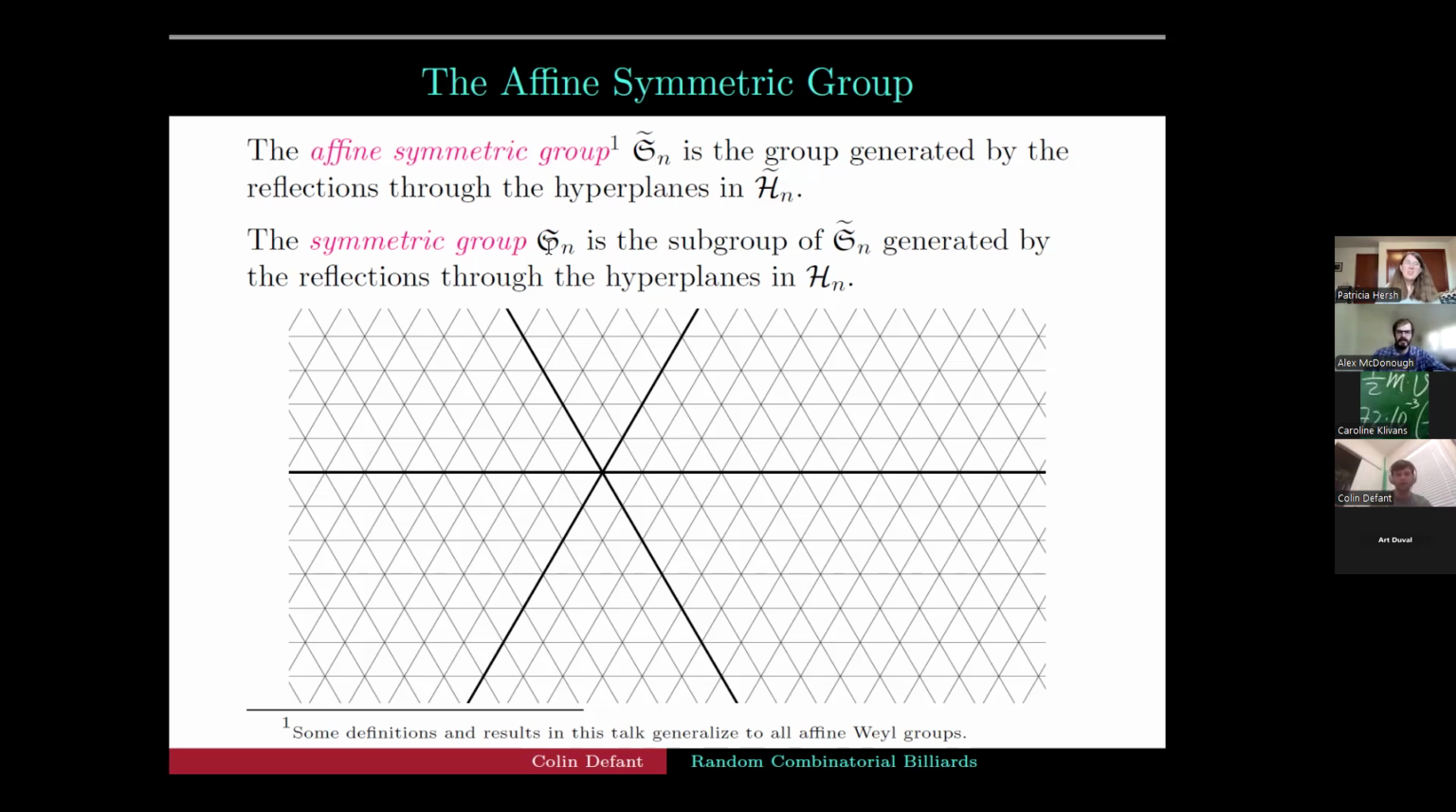And then there's also the symmetric group, which we could think of as just the group of permutations of the numbers from 1 to n. And I do want to think about it that way later in the talk. But you can also think about this geometrically as the group generated by the reflections through the hyperplanes in the finite braid arrangement. So like in this picture, if you look at the reflections through these three thick black lines, they generate some group of order 6, and that's isomorphic to the group of permutations of the numbers 1, 2, and 3.